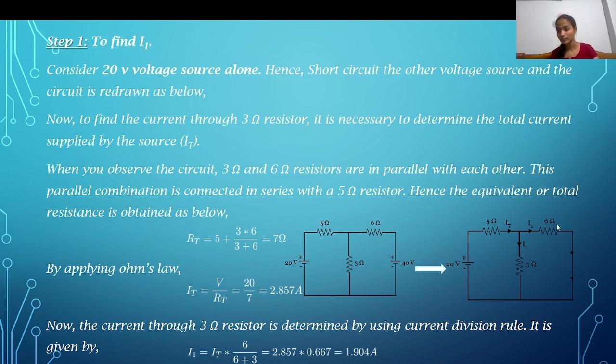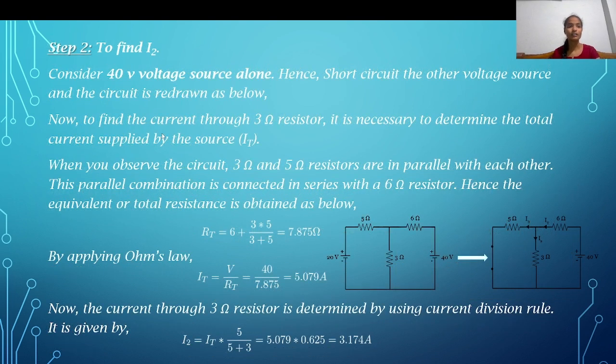Here the 6 ohm and 3 ohm resistors are in parallel, and the resultant resistance is in series with the 5 ohm resistor. By using Ohm's law, I total is equal to 2.857 amperes. I total means the current which is passing through the 5 ohm resistor. Here I1, by using the current division rule, is I total times R2, that is 6 ohm, divided by 3 plus 6. So here I1 is 1.904 amperes.